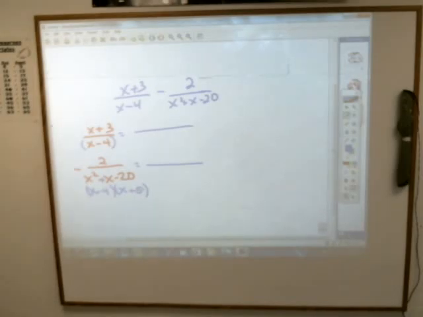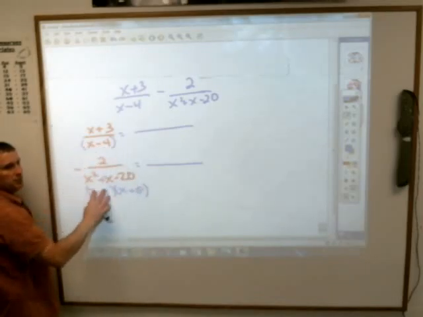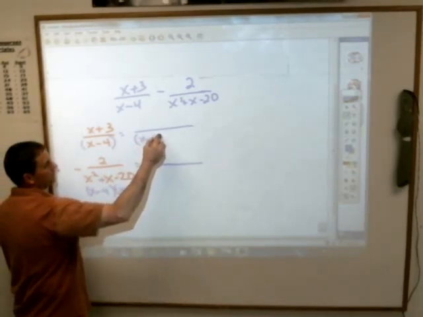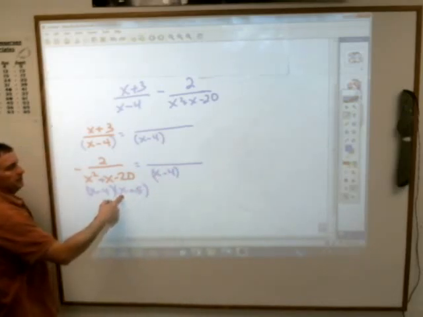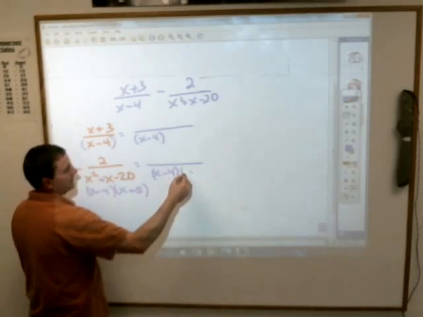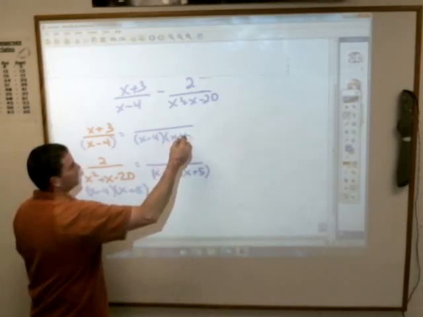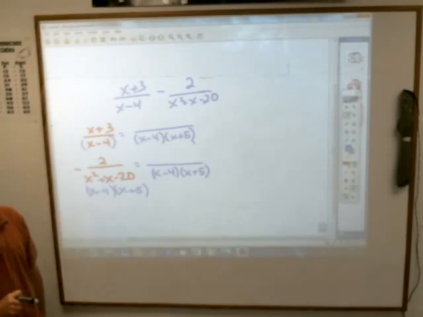Which means when I'm finding least common multiple, I take the group that has the most of each factor. Which group has the most x minus 4s? Well, they both have 1, so we take just 1. Which group has the most x plus 5s? This one, so I take 1 x plus 5. My least common multiple of the bottom is that, unfortunately.